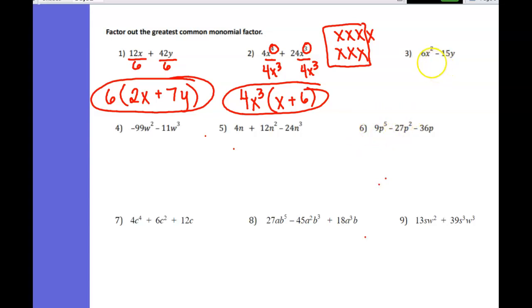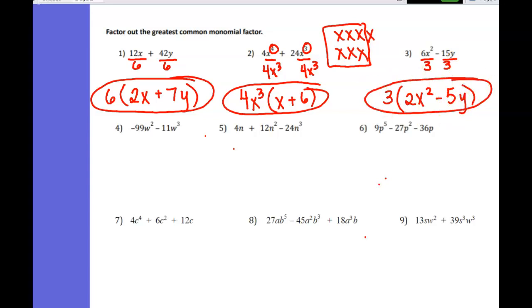So we want to factor out, and we've got x squared and y. So we're going to actually factor out a 3, because that's the greatest common factor. 6 divided by 3 is 2, so we're left with 2x squared. And negative 15 divided by 3 is negative 5, and we're left with y. So there's our answer there.